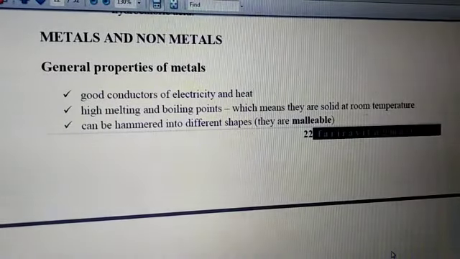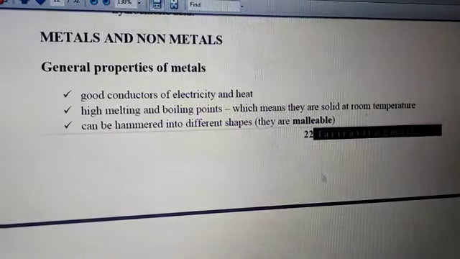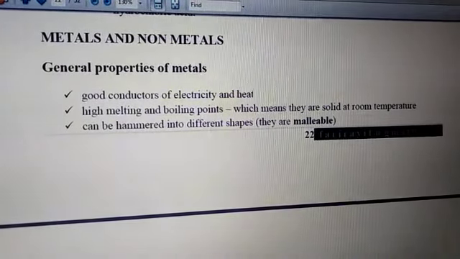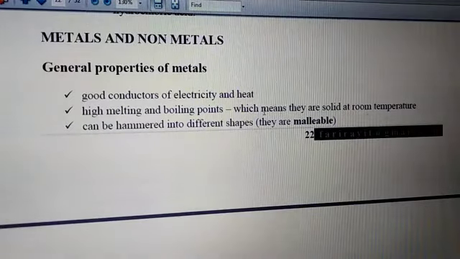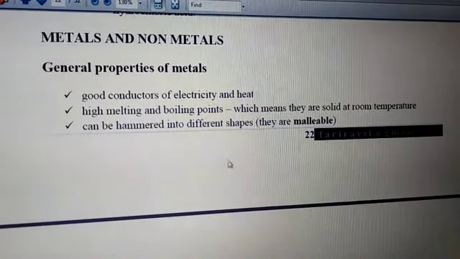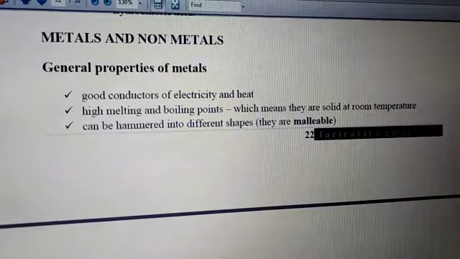Today we are looking at the metals and nonmetals. So we just need to look at the general properties of metals to say how they behave. Firstly, metals are very good conductors of electricity and heat. Metals have high melting and boiling points, which means they are solid at room temperature. I'm sure you can agree with me. Metals are solid at room temperature.